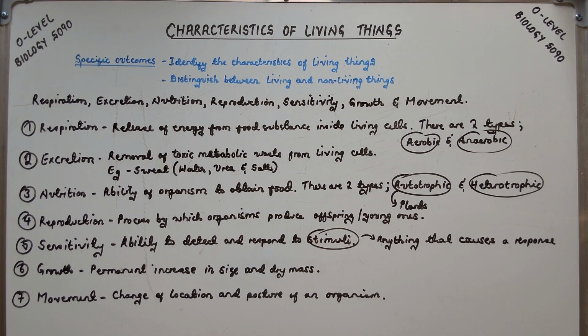Okay, so for an organism to be called an organism, it should at least have the 7 characteristics. Minus these 7 characteristics, then that is not an organism that is living. That is the major difference between living and non-living.